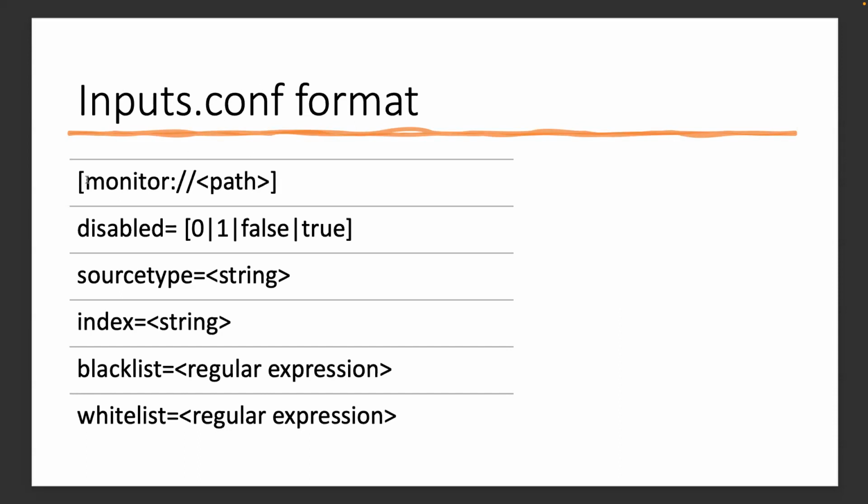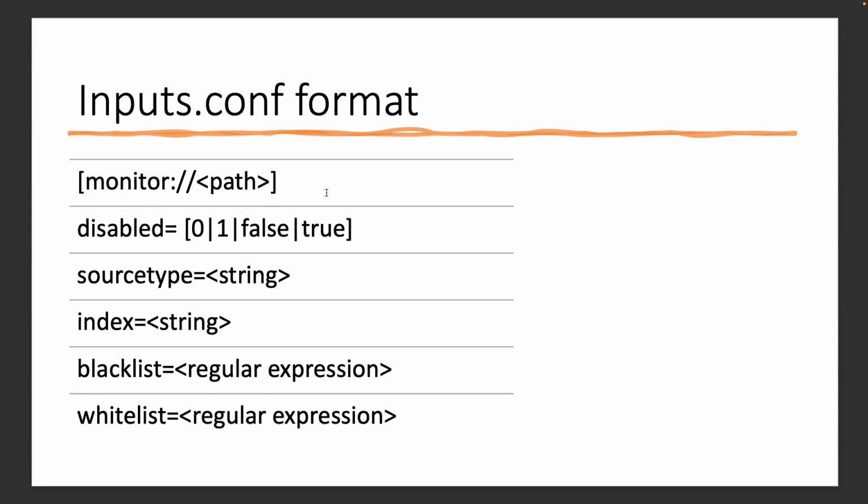Inside of it, we have the stanza. The stanza is anything that is in square brackets. So you see, it starts and ends in the square brackets. Inside of that, we have the word monitor, and then a colon and two forward slashes. After that, you have the path to whatever file or directory you want to monitor.